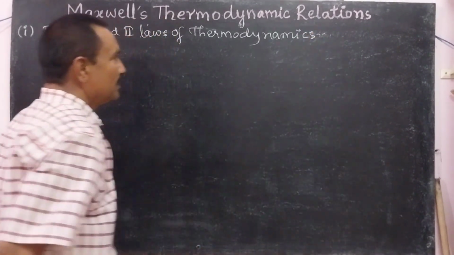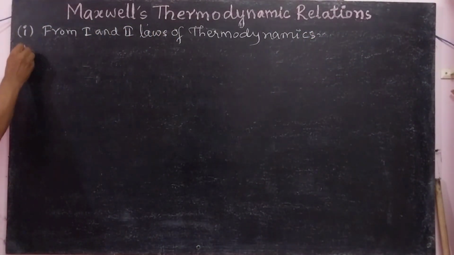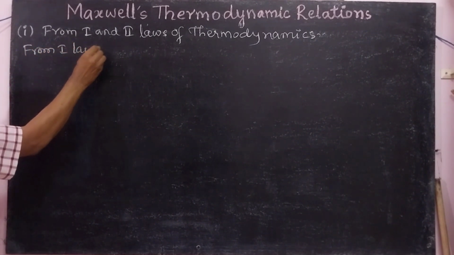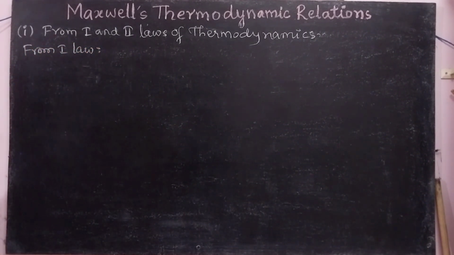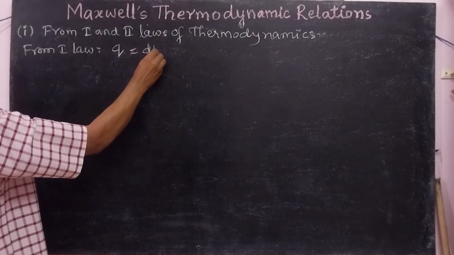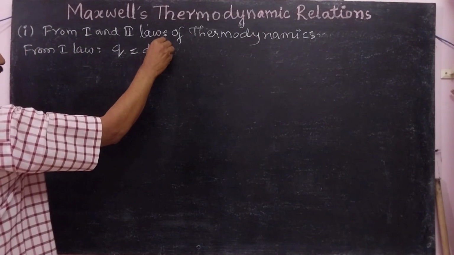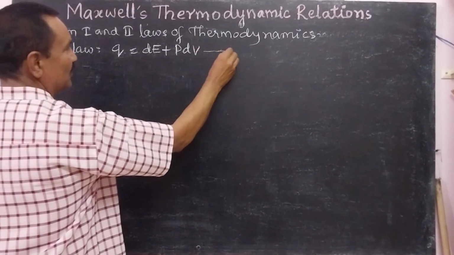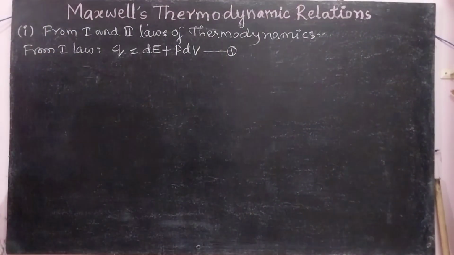Now, derivation of the first relation, that is from the first and second laws of thermodynamics. From the first law, the statement is: heat given to a system is equal to the increase in internal energy plus work of expansion done. So this is equation 1.